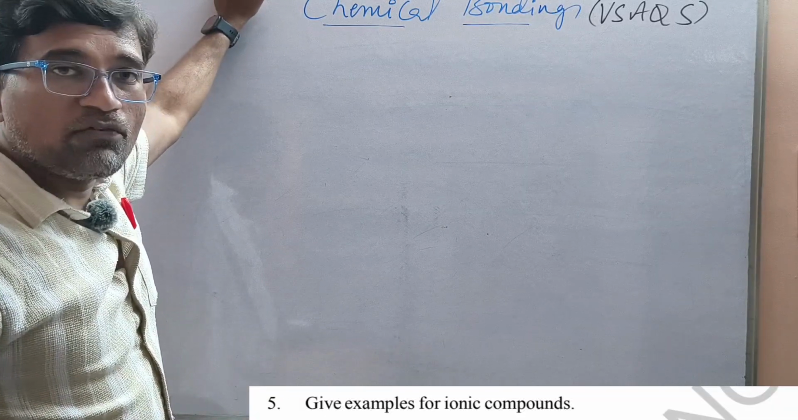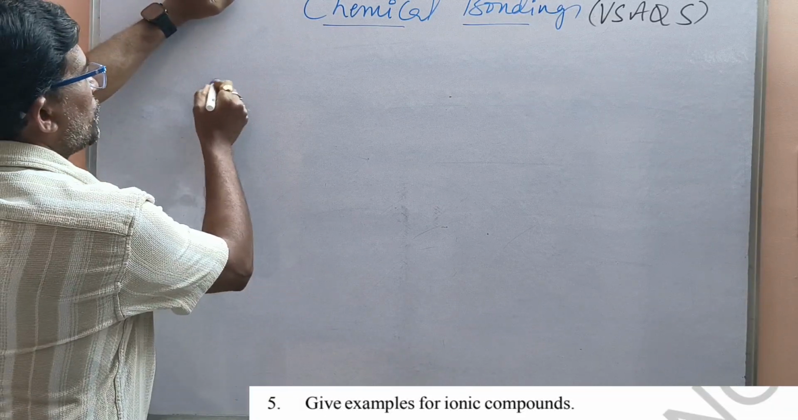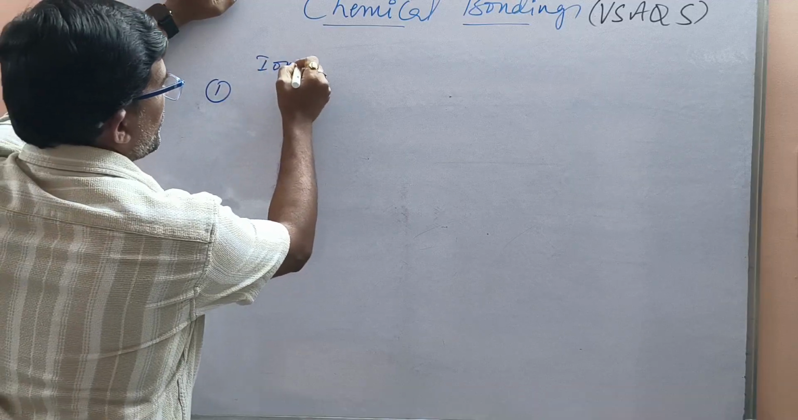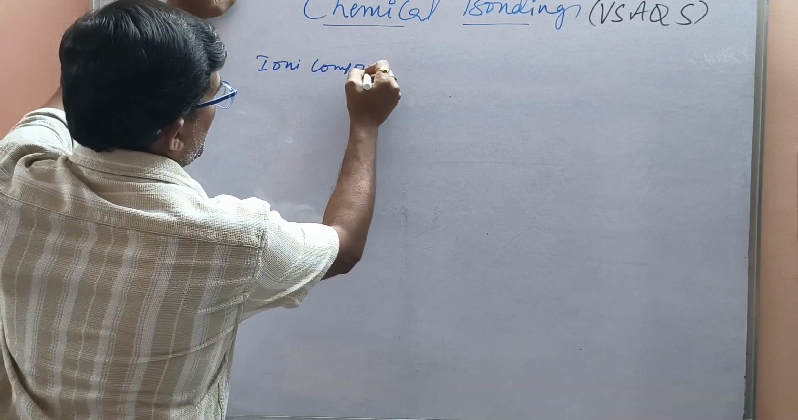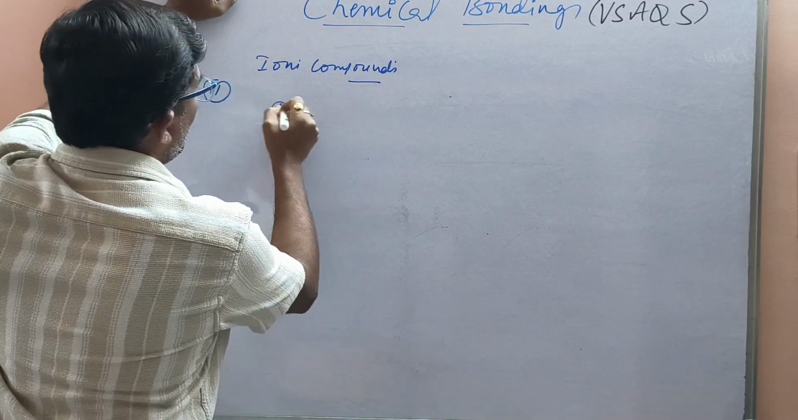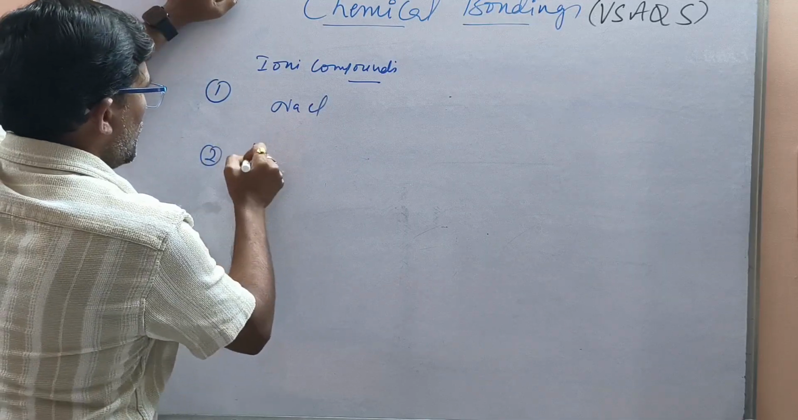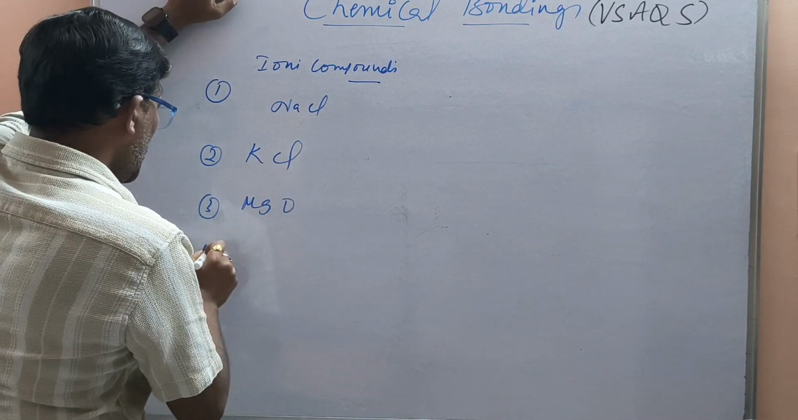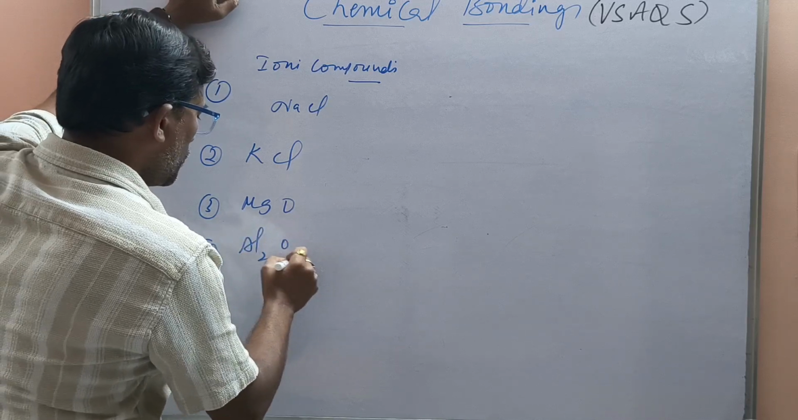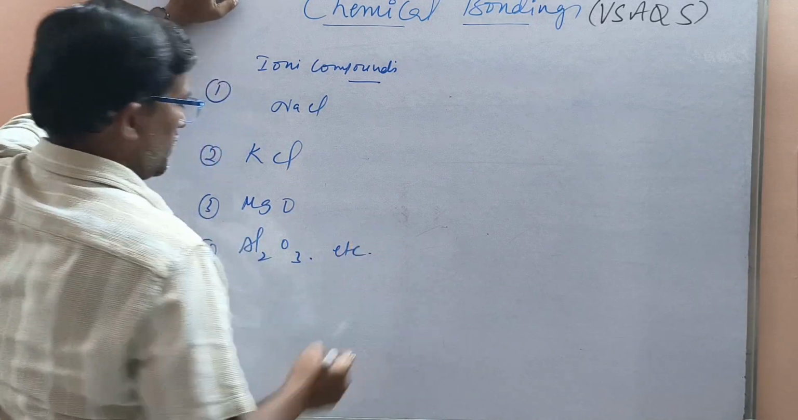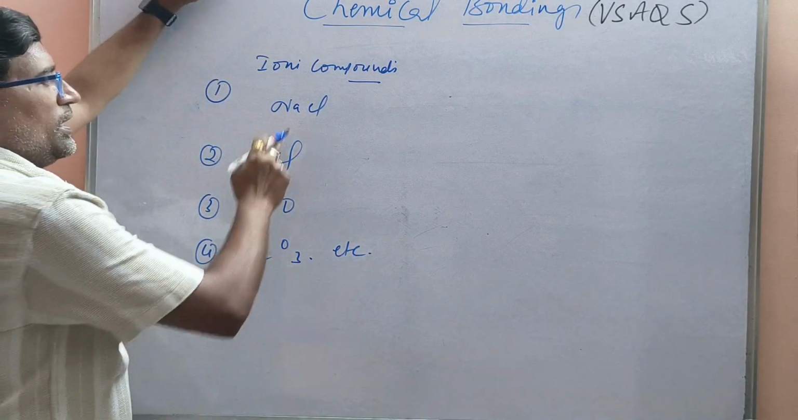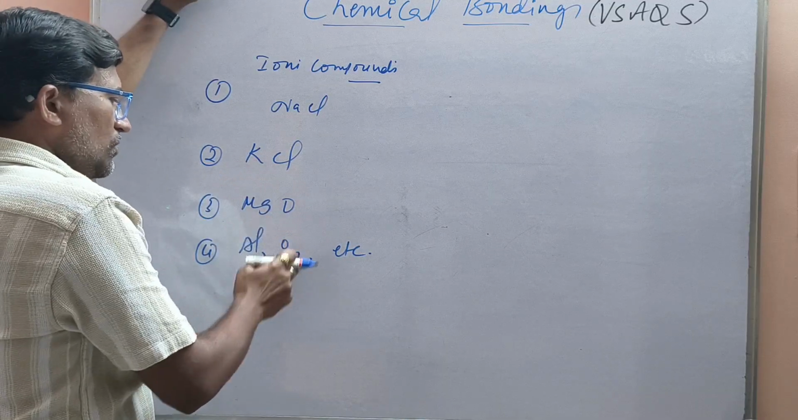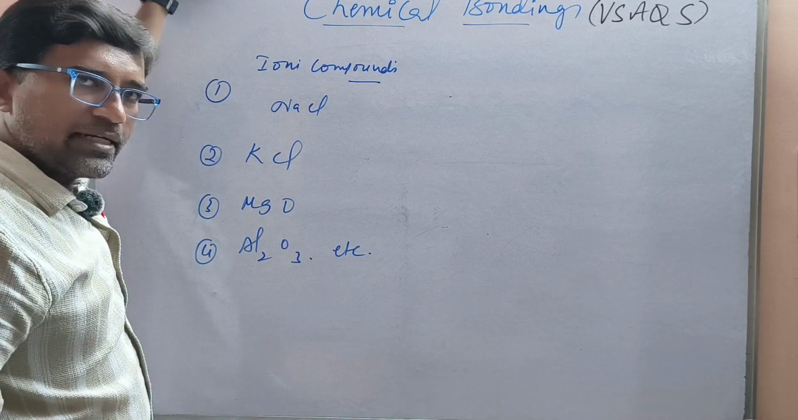Give examples of ionic compounds. The best examples for ionic compounds are NaCl, KCl, MgO, Al2O3, etc. Many are there. Okay. So NaCl, KCl, MgO, Al2O3, aluminum oxide, etc.